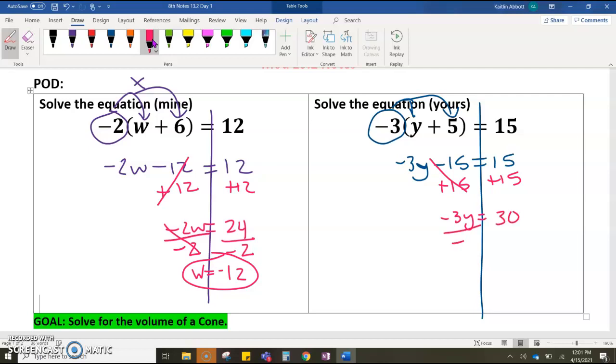I'm going to divide by -3 on both sides because that gets rid of the -3 over here. I'm left with y equals 30 divided by -3. 30 divided by 3 is 10. Positive divided by negative is a negative. So your answer should have gotten is -10.